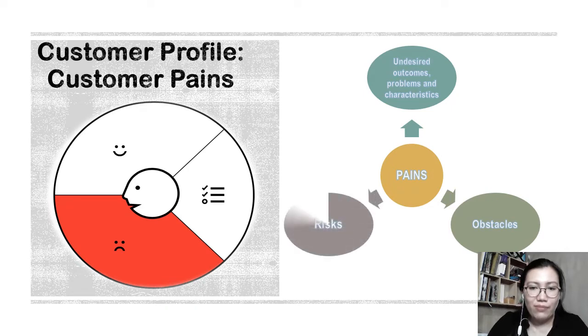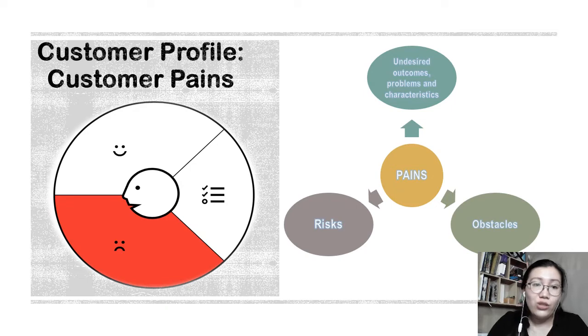So the third type is the risk or the undesired potential outcome. So what could go wrong and have important negative consequences. So example, I might lose credibility when using this type of solution.